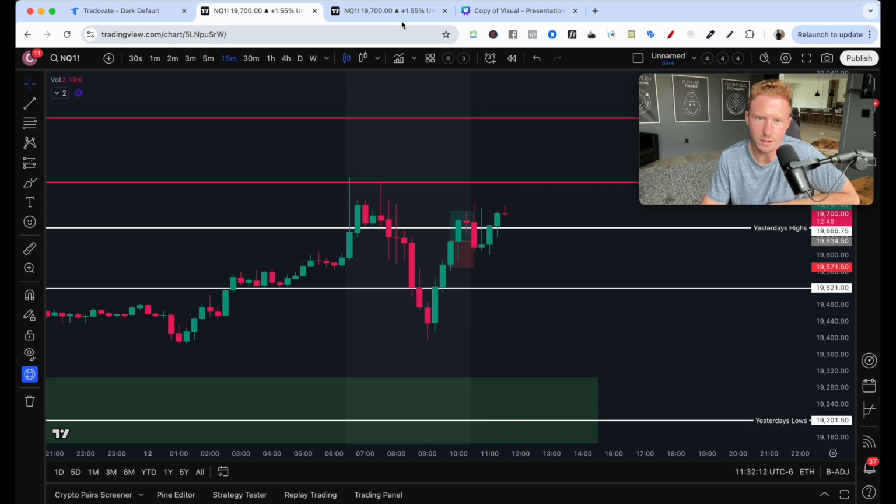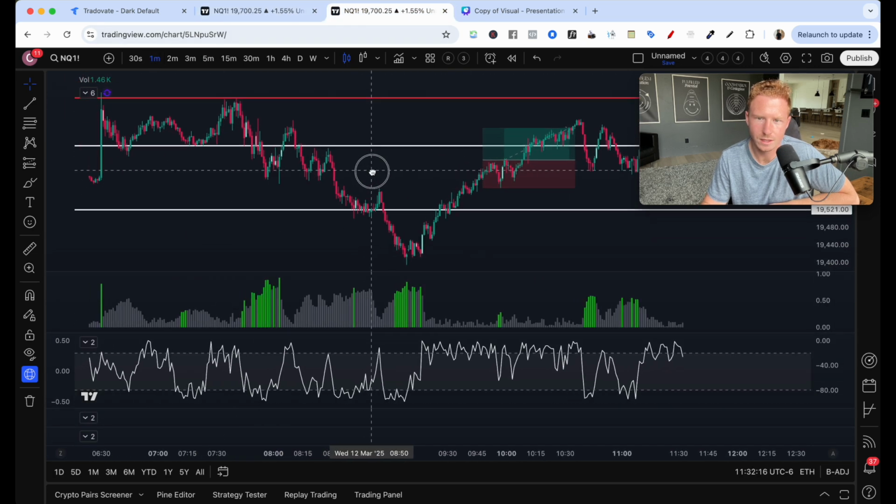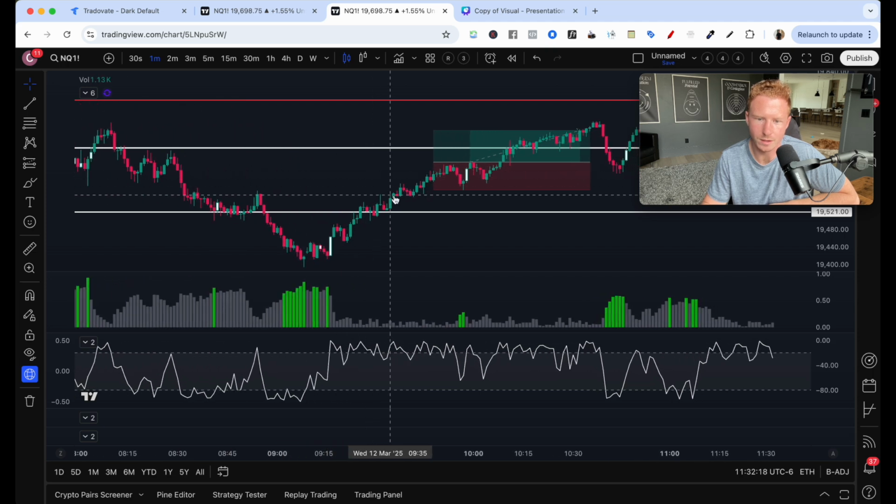Now, unfortunately, if we go over to the 1-minute time frame, we can see that we never pulled back. So this was 9:45 right here. As you can see, we kept ripping higher.